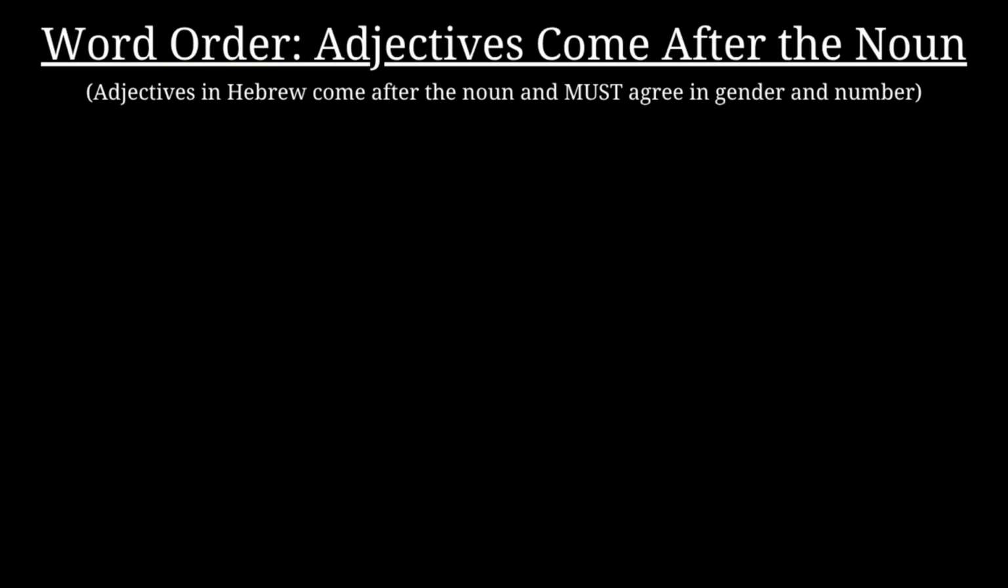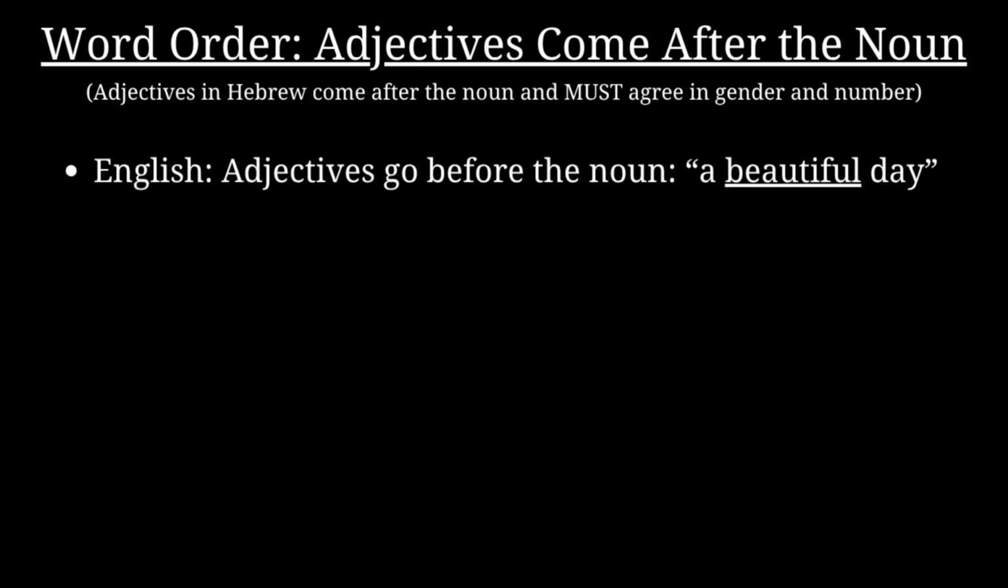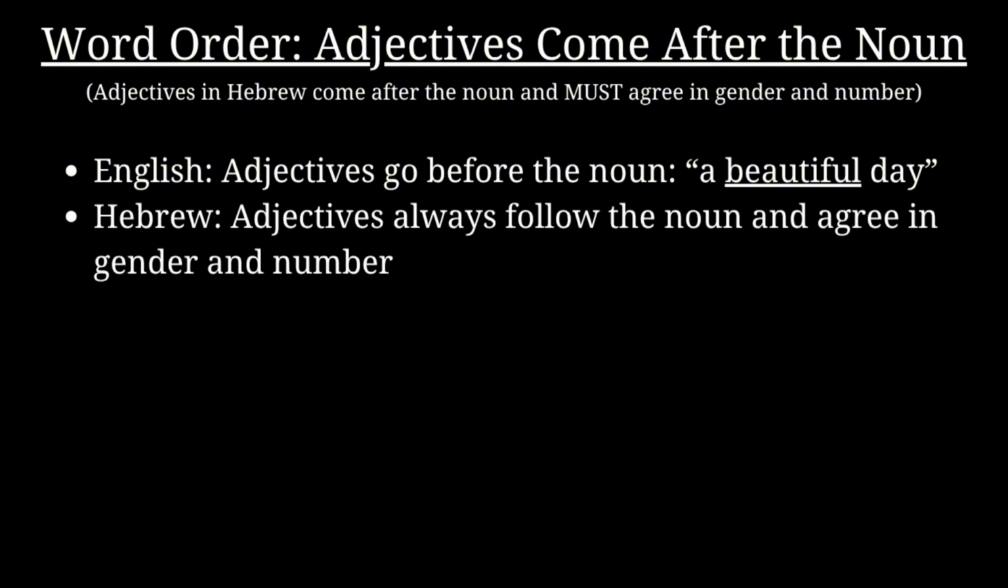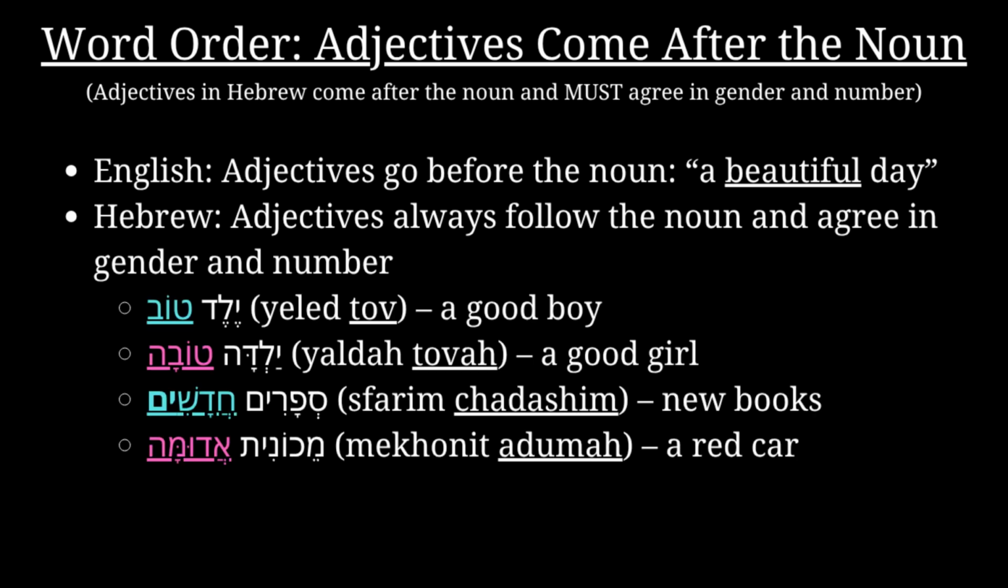Additionally, adjectives in Hebrew come after the noun and must agree in gender and number. In English, adjectives go before the noun, like a beautiful day, but in Hebrew, the adjective always follows the noun and agrees in gender and number. Some examples are Yeled tov, Yalda tova, Sfarim chadashim, Mechonit aduma.